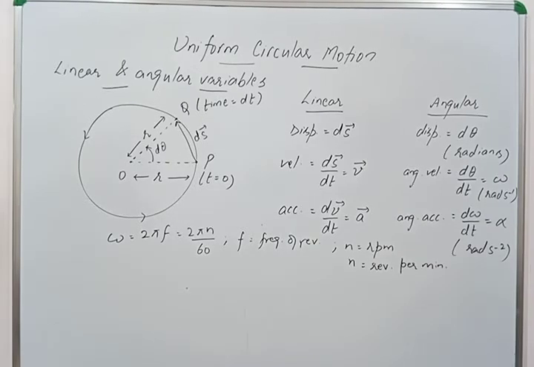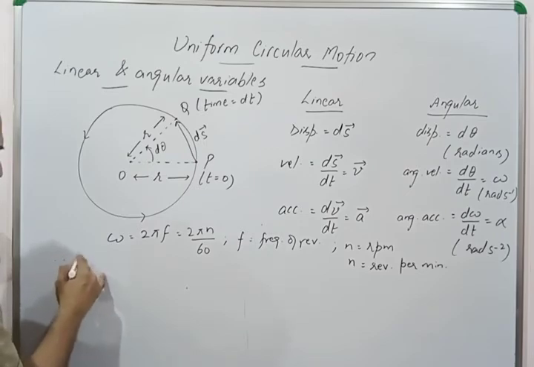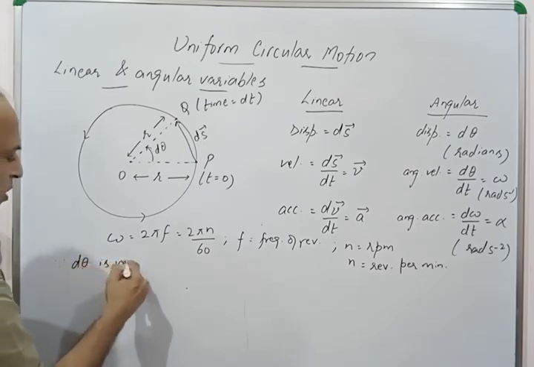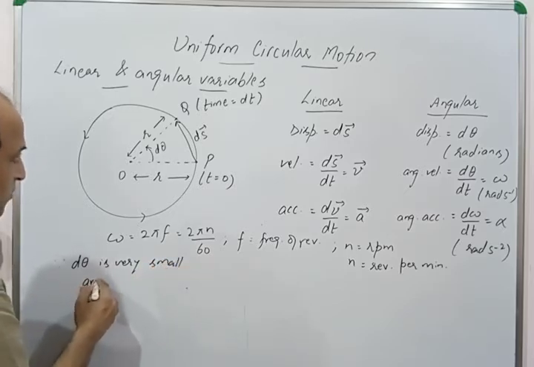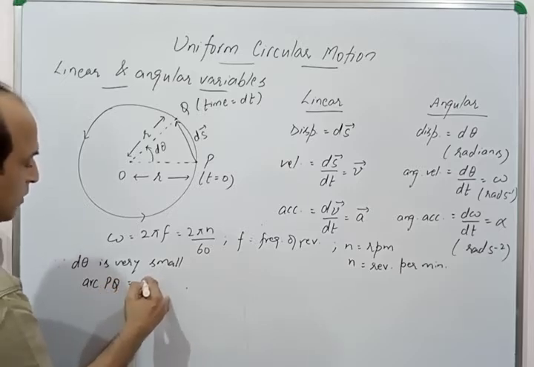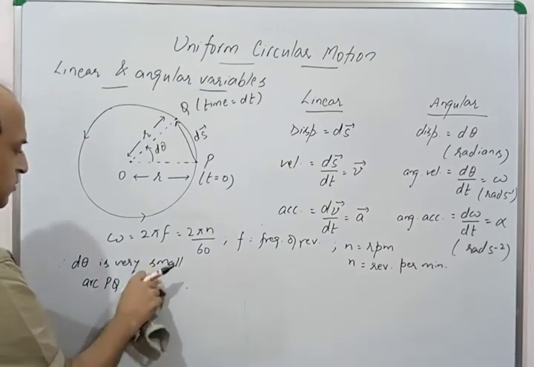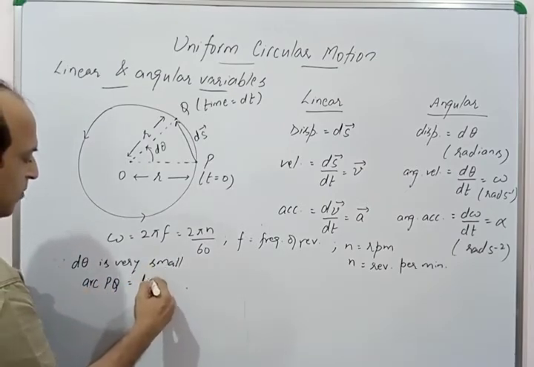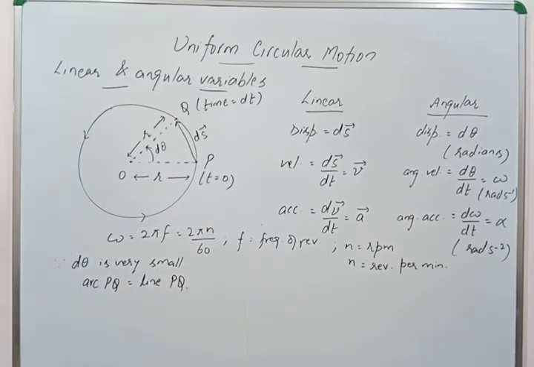Now the question arises: is there any relationship between the linear and the angular variables? Yes there is, so let's see. d theta is a very small angle. Hence we can say arc PQ will be approximately equal to line PQ. So the length of arc PQ will be approximately equal to line PQ.